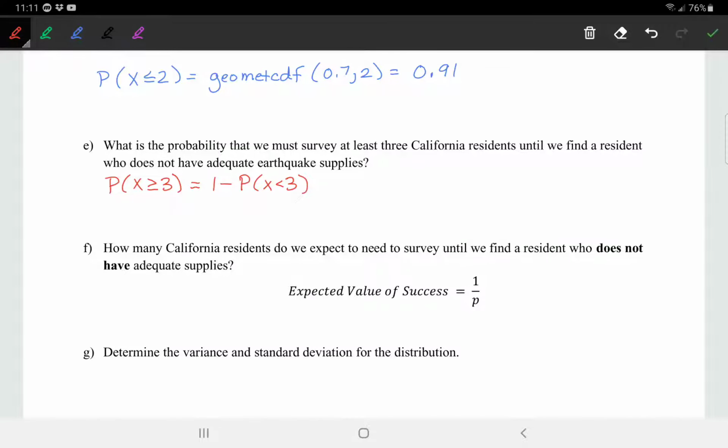But remember, this is a discrete distribution, so being less than 3 would not include it. So really what we're looking for is 1 minus the probability that X is less than or equal to 2. And we just found that up here. We saw that that was 0.91. So the probability that X is greater than or equal to 3 is equal to 1 minus 0.91 or 0.09.